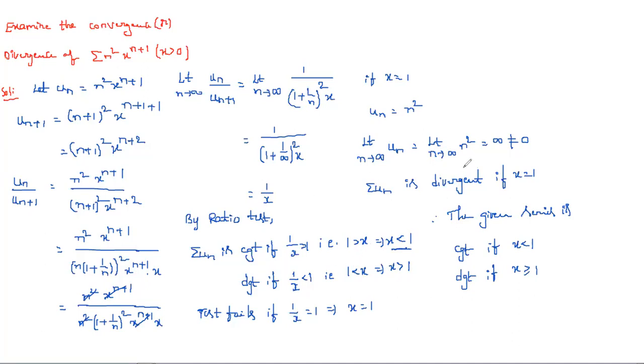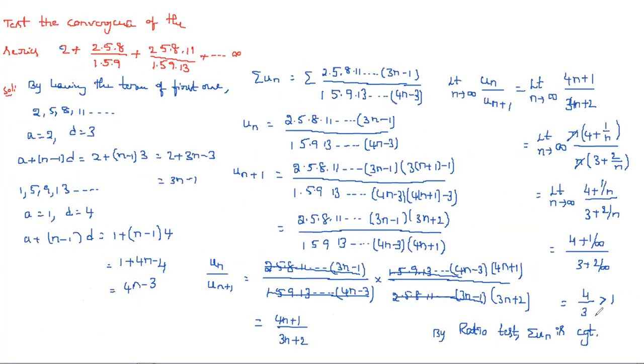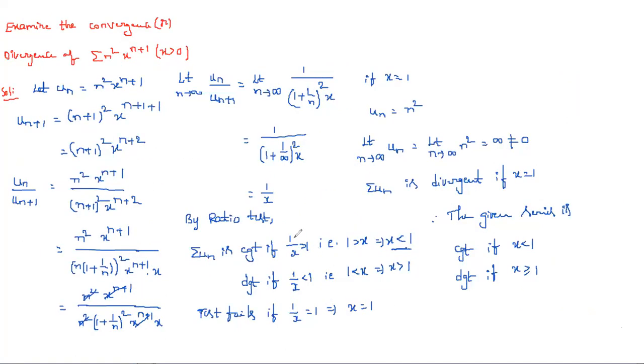Okay, so this is the one. If you get a finite value, we can simply say based on whether it is greater than 1 or less than 1. But if you get the result in terms of x, we can't say exactly whether it is convergent or divergent. So for that, these cases will arise.